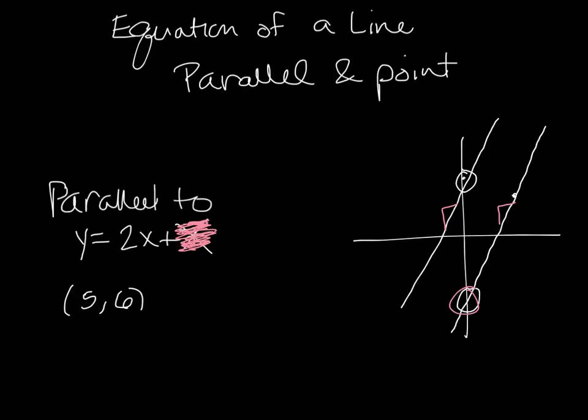And so what I do is I take the 2, and that's going to be the slope of mine. So I'm going to have a slope of 2. But I still don't know my y-intercept. Remember, it's not the 7. Okay, I don't know my y-intercept. I have to find that.